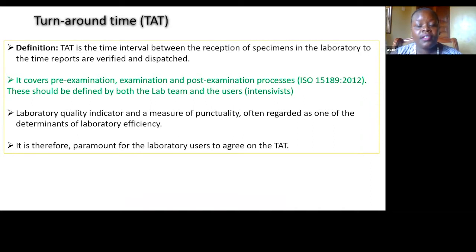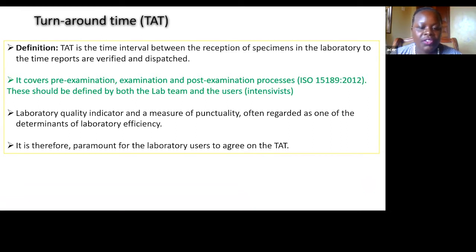The laboratory has a number of quality indicators that it measures, and some of them are the quality of the results, the downtime of equipment, and turnaround time, which is one of the indicators that often define the efficiency and effectiveness of the laboratory. So punctuality is very important in ensuring the right quality care of the patient is provided.